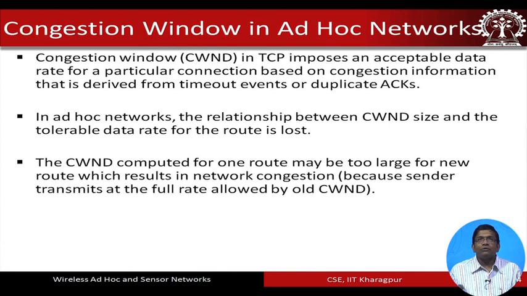The congestion window size is computed for one route. The congestion window size computed for one route may be too large for a new route, which results in network congestion, because the sender transmits at the full rate that is allowed by the old congestion window size.